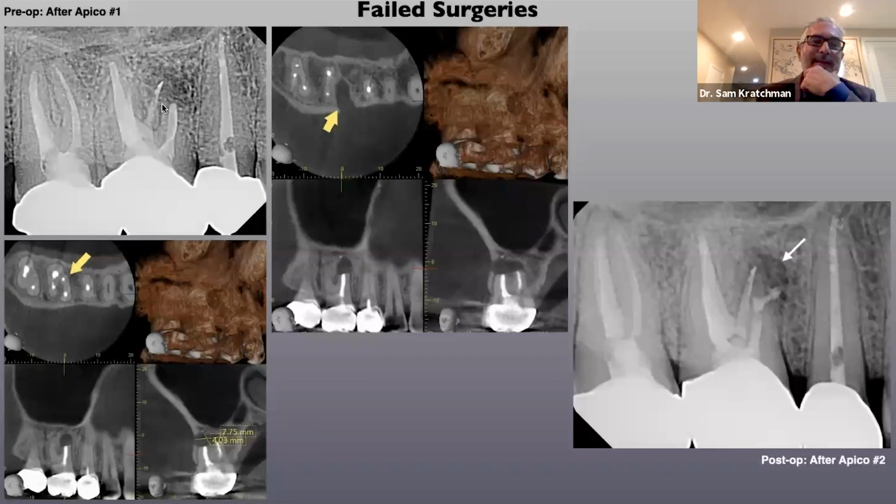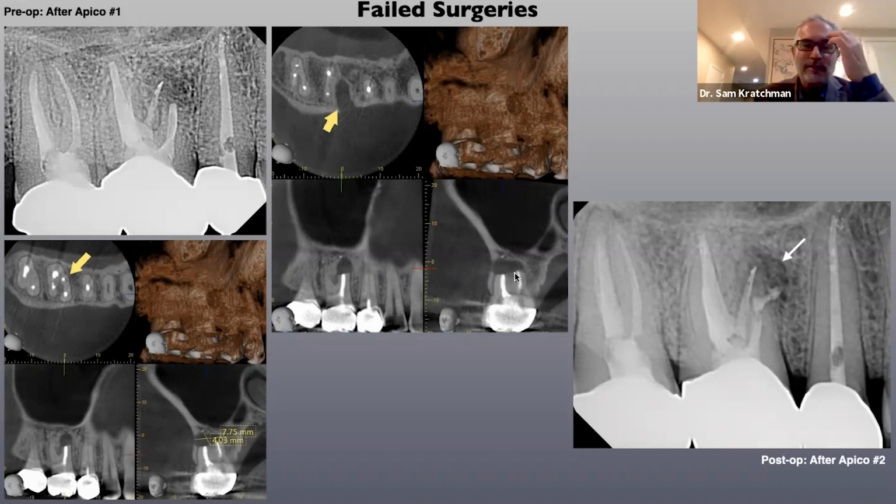Patient had an apical surgery done by another endodontist. Mesial root, looks like it was cut, but they didn't address what we call an isthmus connecting MB1 and MB2. I took a cone beam and I said, look, you have a lesion here. Looks like the other endodontist shaved off the end of the root, but I think that they should prepare this and place root end filling there.